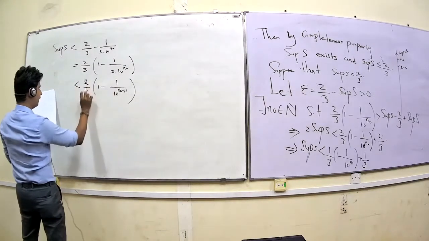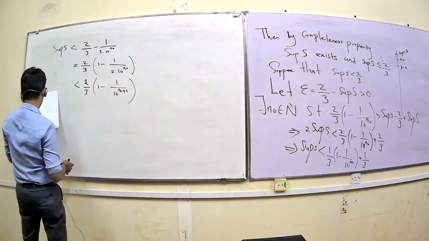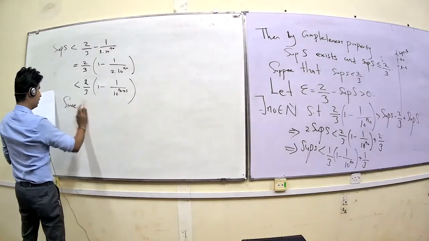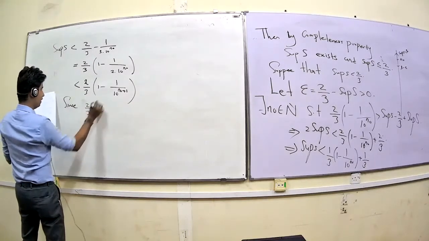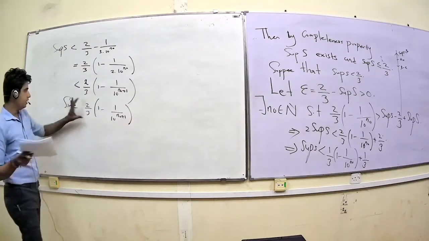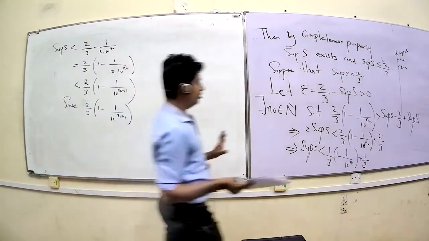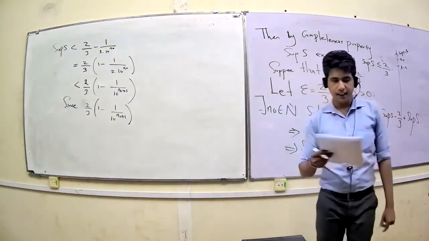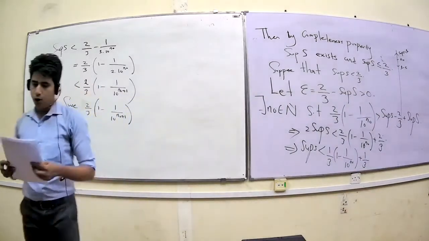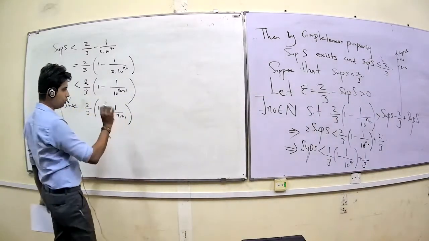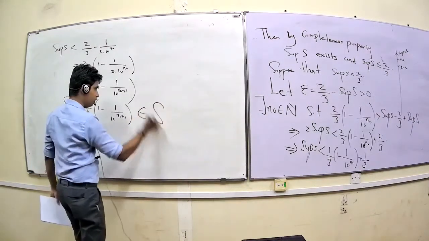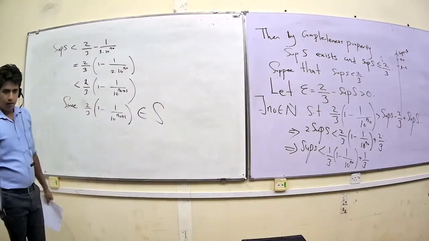Now this one, 2 by 3, 1 minus 1 over 10 to the power n naught plus 1. You know, this value is of the form in the set S. Therefore, in the set S, n belongs to natural number. Natural number means if n naught is a natural number, n naught plus 1 is also a natural number. Therefore, this one belongs to S.